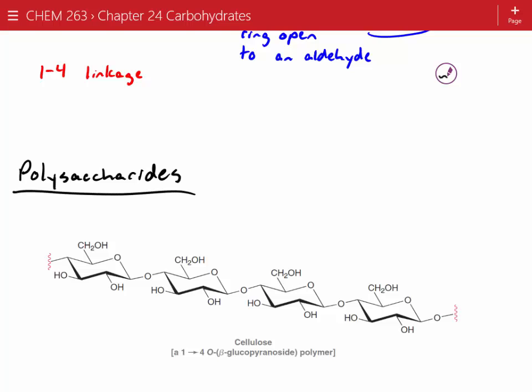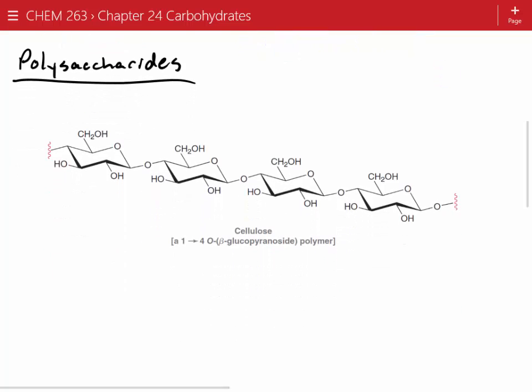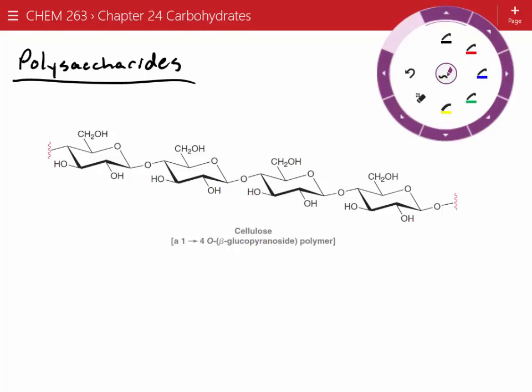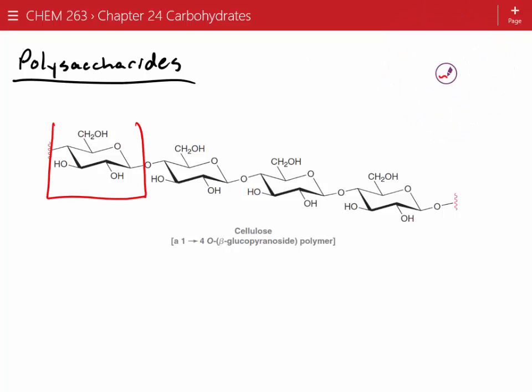All right, so polysaccharides are the polymer versions of saccharides. This is the most abundant saccharide on our planet, cellulose. It's the stuff that makes up all wood, makes up a huge portion of plant matter. And this is just repeating glucose units. So you can see all of these are glucoses.